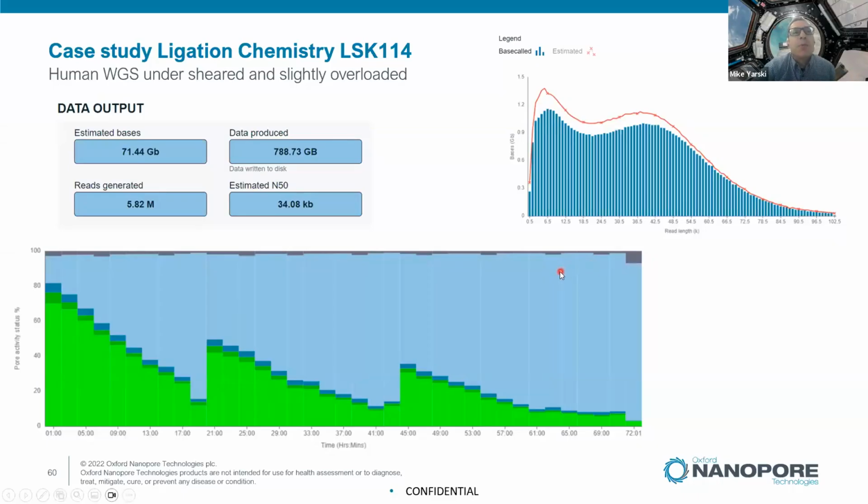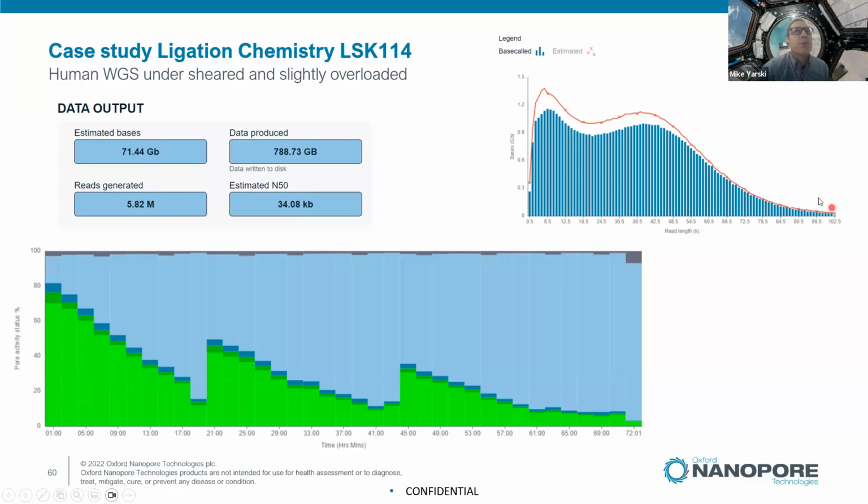This is a human sample, and this was sheared supposedly to 30 kb N50. But if you look at the run profile over here on the left, you can see this really high amount of low fragment size, and then the tail goes all the way up to 100 kb.